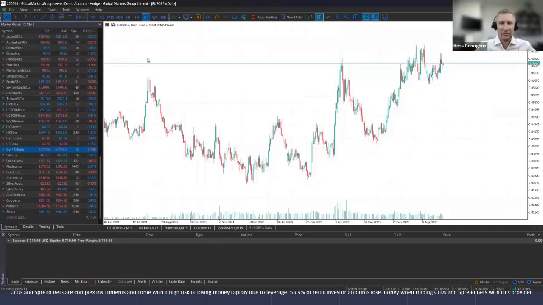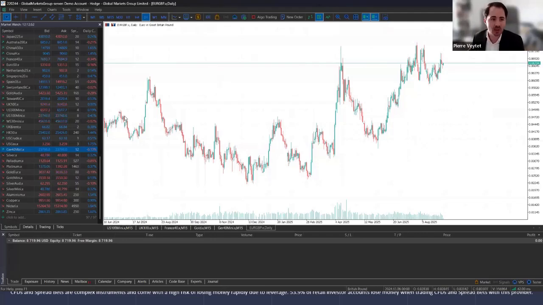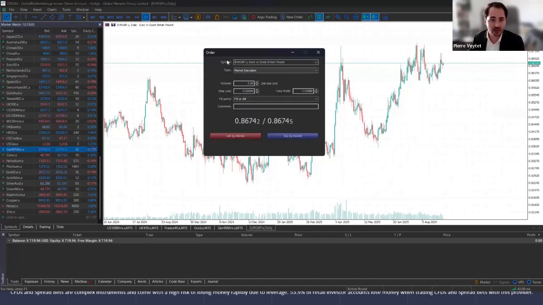So we're on the Euro GBP pair. At the moment it's a daily chart, so it doesn't move very quickly. But to open a new trade, it's pretty simple. You can do it either from here or from the Market Watch window, but we're going to use the new order button right here. When you click on that, it opens the order mask and you don't touch anything basically. You have the symbol right here and you go for market execution. This is a market order.